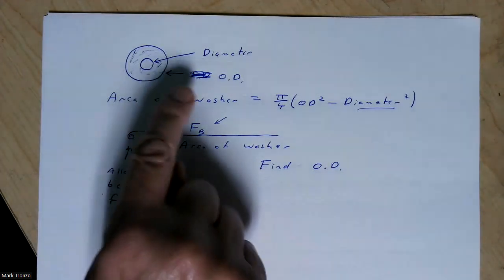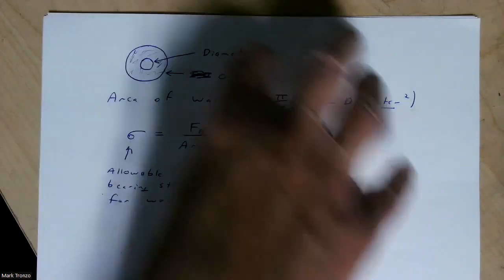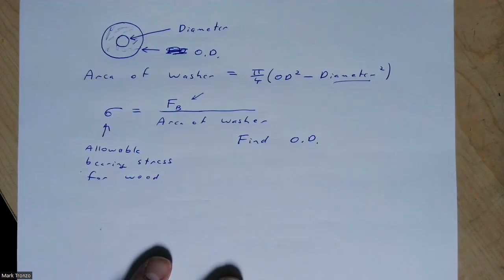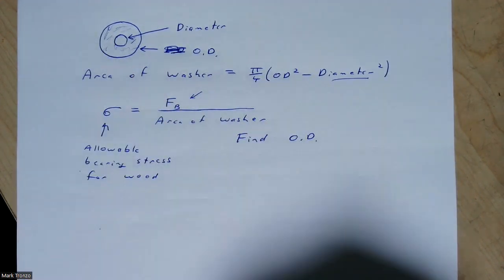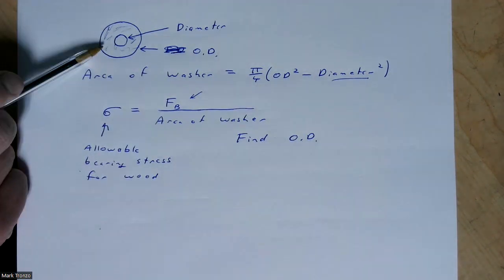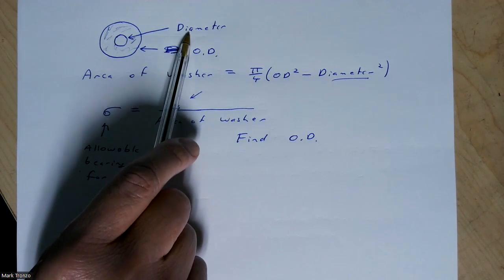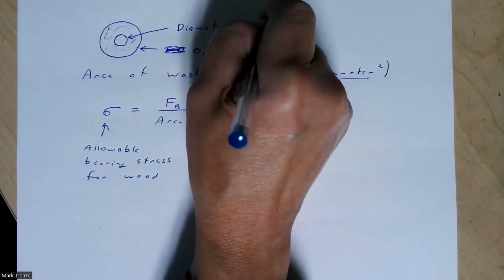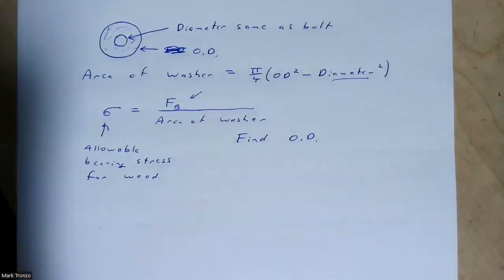And over here, again, we want the bearing stress. That's the stress on the face. And so for that, it's the same equation, except we need the area of the washer. Since it has a hole in it, we want the inside diameter, and that was the same as the bolt. So this is the same as the bolt diameter.